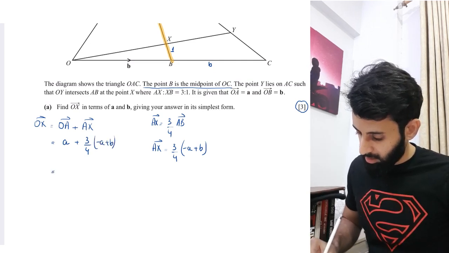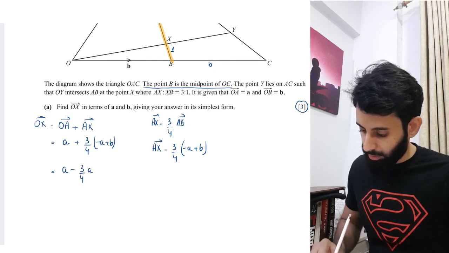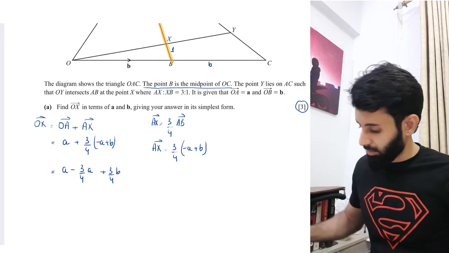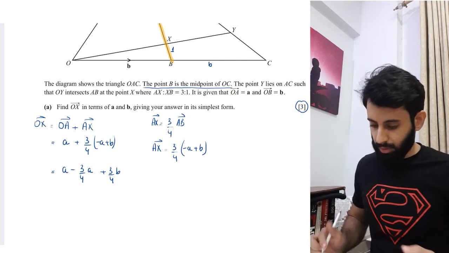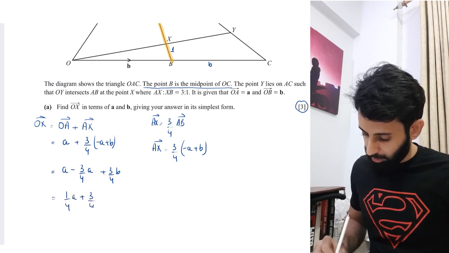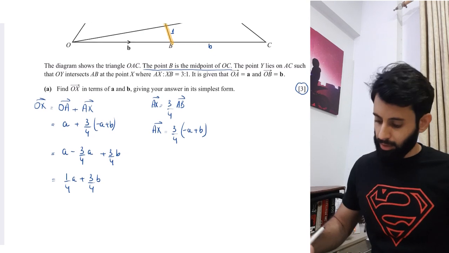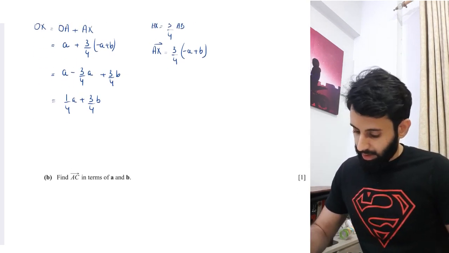Remember, the question wants us to give our answer in its simplest form, so we've got to do that. So A minus 3/4 of A plus 3/4 of B. Now let's see what this is equal to. Let's do 1 minus 3 divided by 4. That's 1/4 of A. So 1/4 of A plus 3/4 of B. If you want, you can take 1/4 common and write this as A plus 3B, but that's entirely up to you. Then it says find AC in terms of A and B.